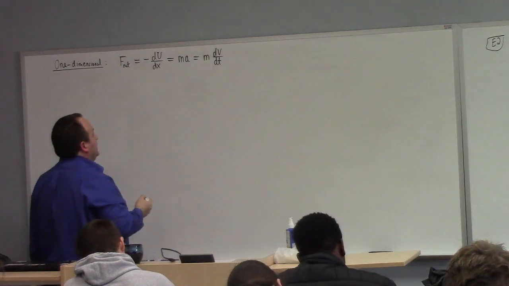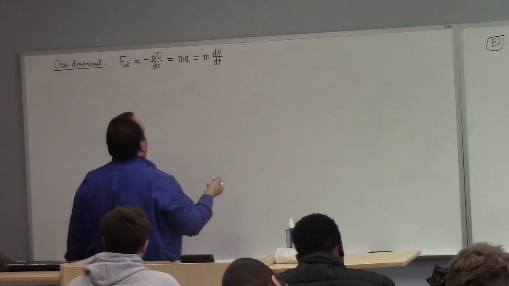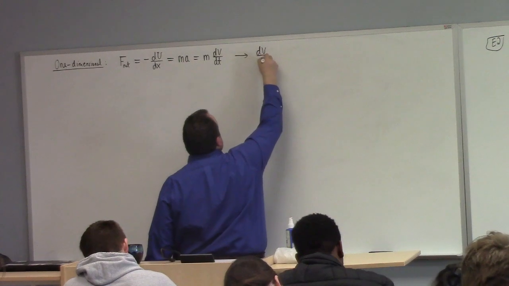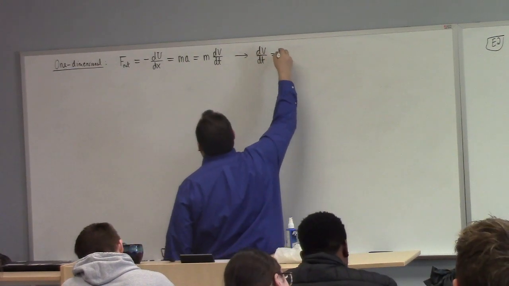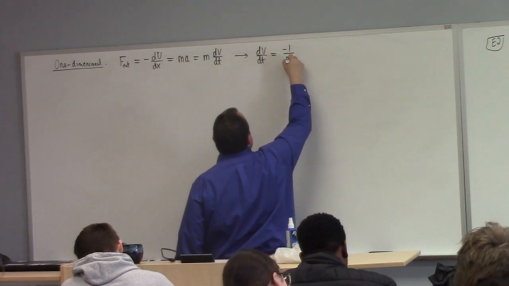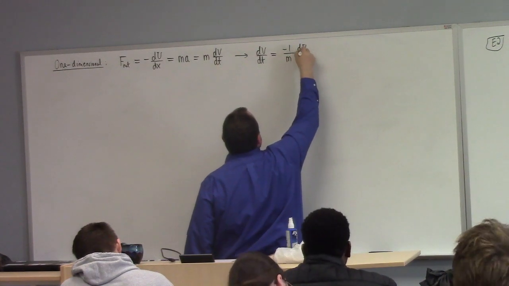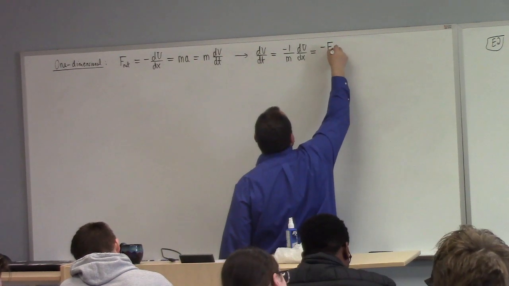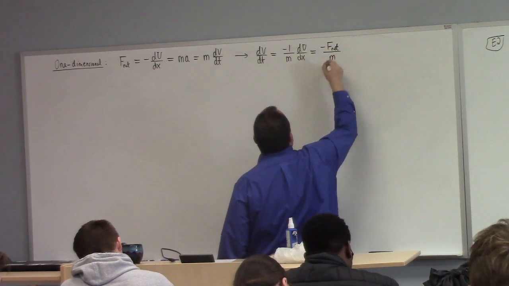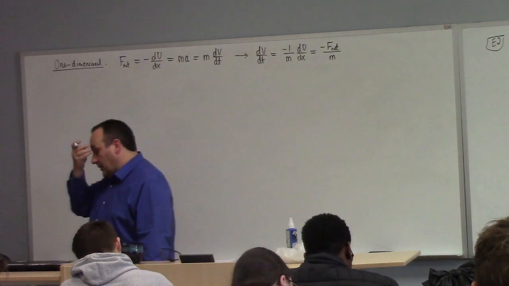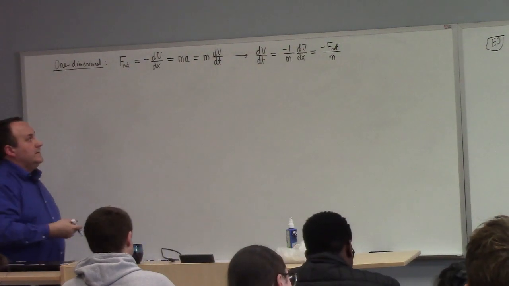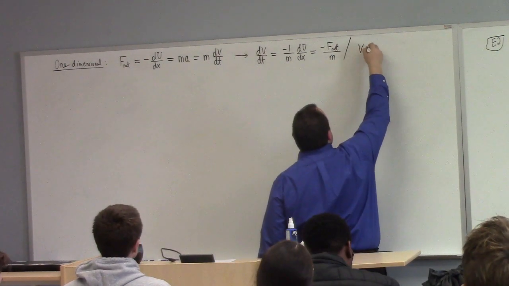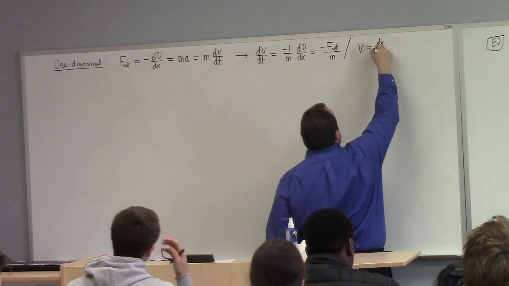So in short, what we have is dv/dt is equal to minus 1 over m times dU/dx, or we could look at it as minus the net force divided by the mass. That would be dv/dt. On the other hand, this is kind of dumb. We also had the velocity is equal to dx/dt.